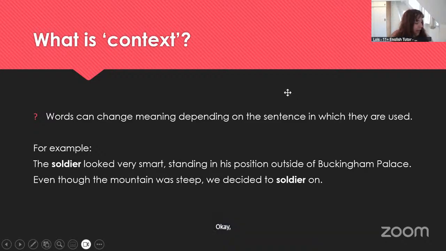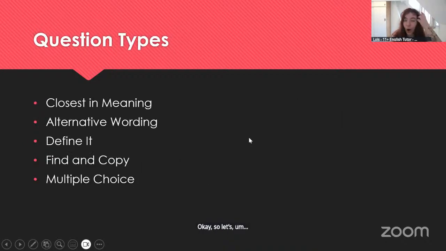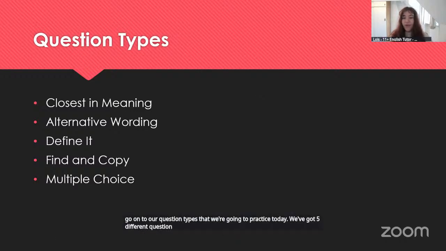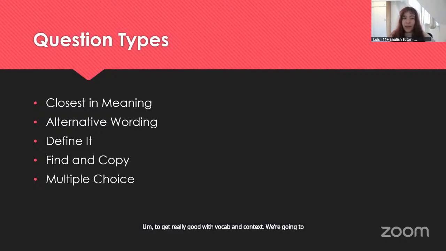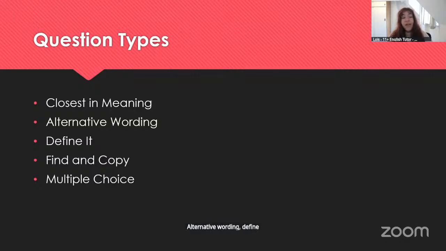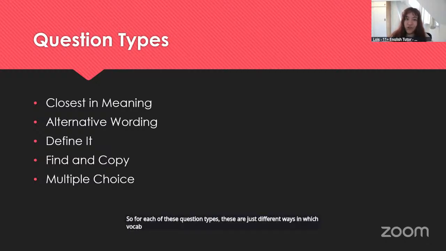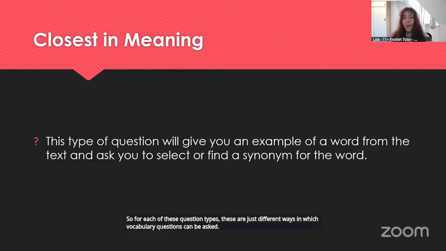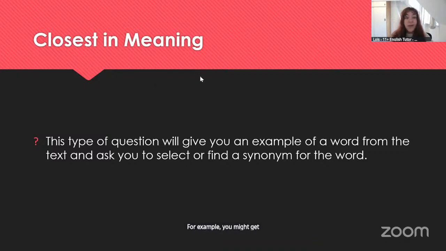Okay, so let's go on to our question types that we're going to practice today. We've got 5 different question types to practice to get really good with vocab in context. We're going to do closest in meaning, alternative wording, define it, find and copy, and then multiple choice. For each of these question types, these are just different ways in which vocabulary questions can be asked. For example, you might get a closest in meaning question.